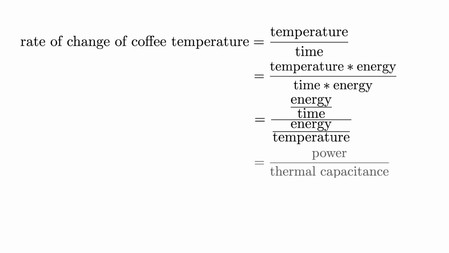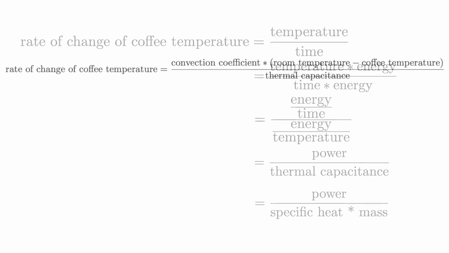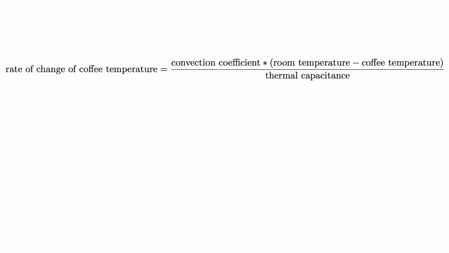So what is energy over time? That's power. And energy over temperature is the amount of energy required to change the temperature of this cup of coffee by 1 degree Celsius. So that is its thermal capacity. Thermal capacity is specific heat multiplied by mass. So the rate of change of coffee temperature is equal to the convection coefficient multiplied by the delta in temperature between the room and the coffee itself, divided by its capacitance, and therefore T dot is equal to K times (T room minus T hot) divided by thermal capacitance.